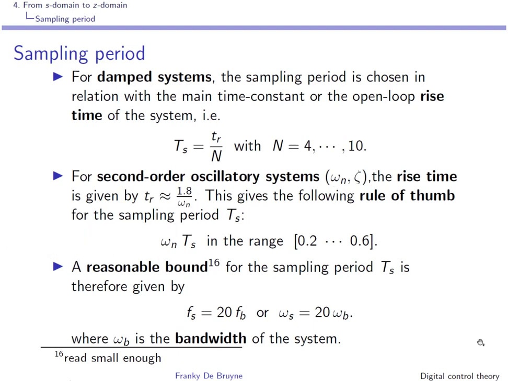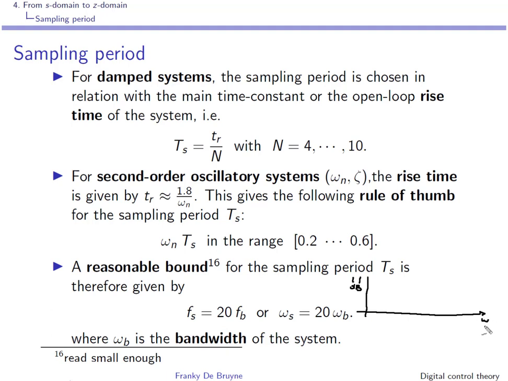Well, another reasonable bound that you find in the literature, and by reasonable we mean a small enough Ts, is given by this relation over here, actually this relation, because this one is equivalent. And as you can see here, the sampling frequency is linked to the bandwidth of the system. So what we need to do is, well, look at this bandwidth of the system and link it to the natural frequency.